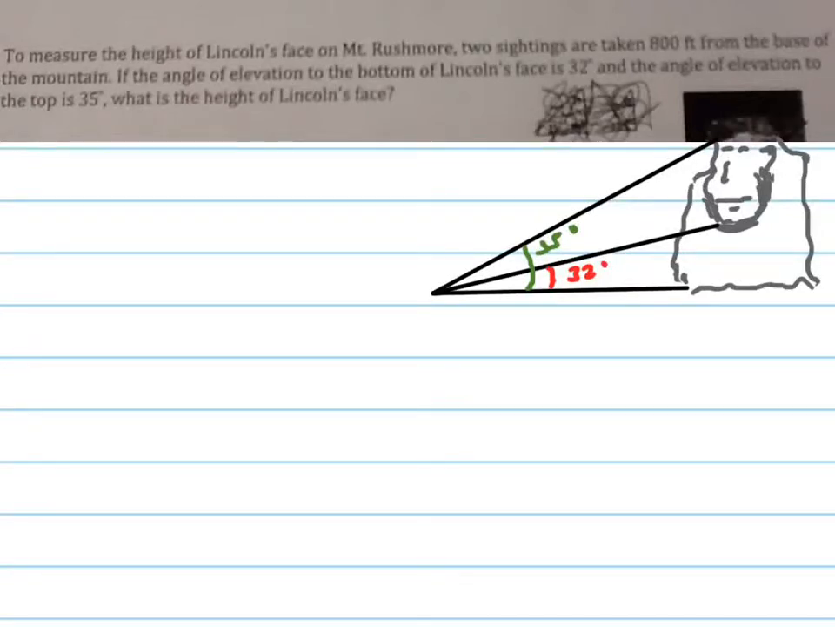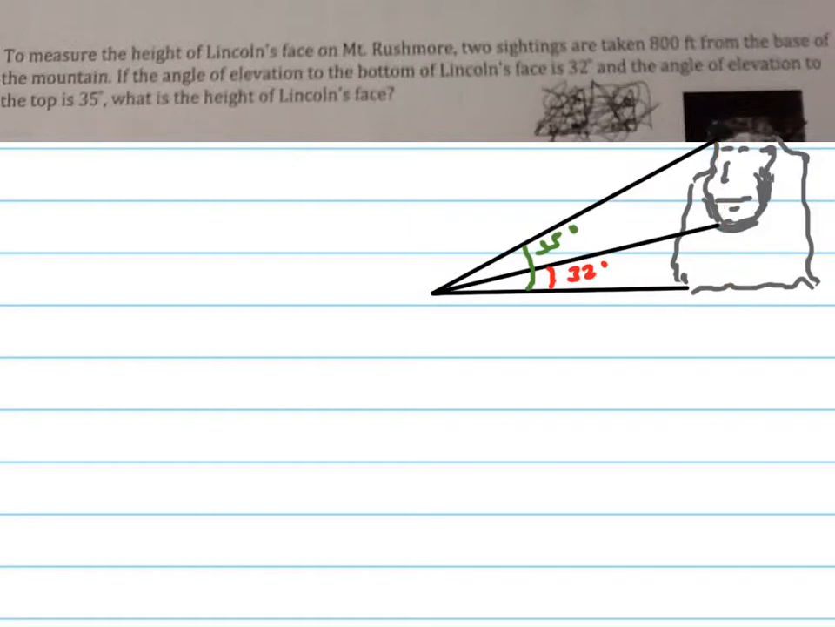This is a classic trig word problem involving right triangle trig. Notice first of all that this is talking about trying to find the height of Mr. Lincoln's face here on the mountain. So what I really need is that total height right there, that total distance.